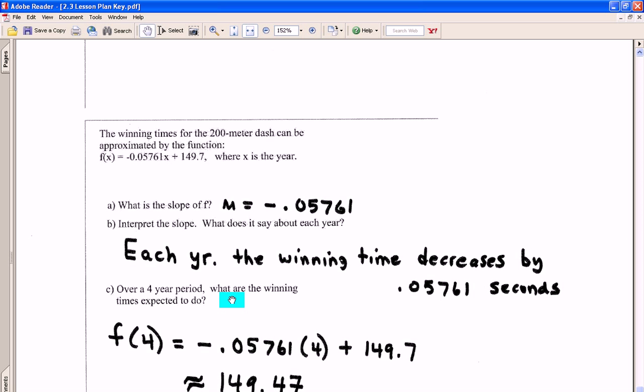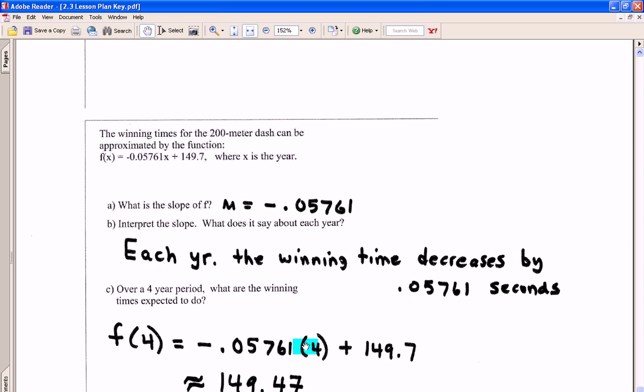Now, there's one of two ways you can answer this question. If I just want to know what's going to happen over the 4-year period, all I would do is take negative 0.05761 and multiply it by 4. Okay? Just that part. And I could tell somebody that over 4 years, that's how much the winning time is going to decrease by.